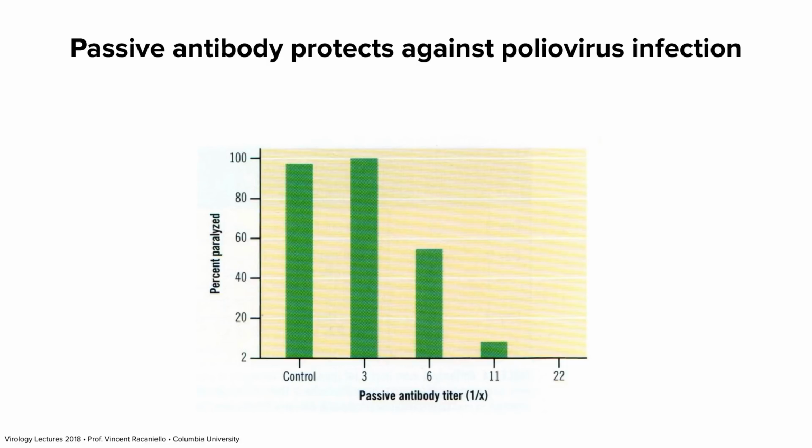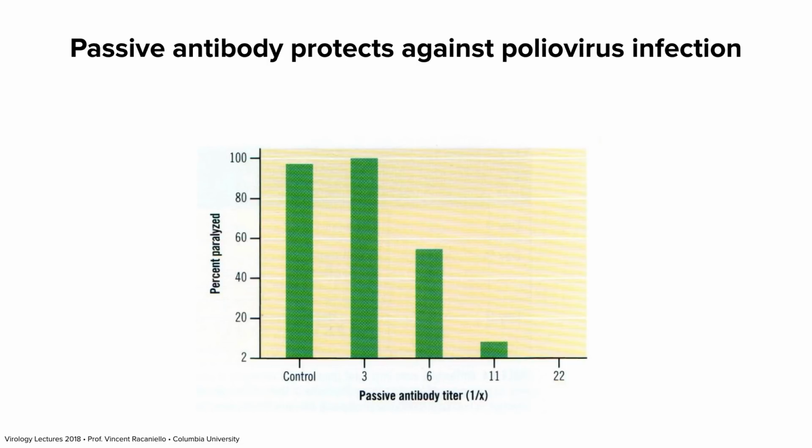So here we have, on the y-axis, percent paralyzed animals because the end result in this animal model is paralysis caused by poliovirus. And then we have a control group of animals where they are just given, probably the best control would be serum from an unimmunized animal. And so they are 100% paralyzed. And then we are giving the animals increasing concentrations of antibody. So this is the most dilute here at number 3.